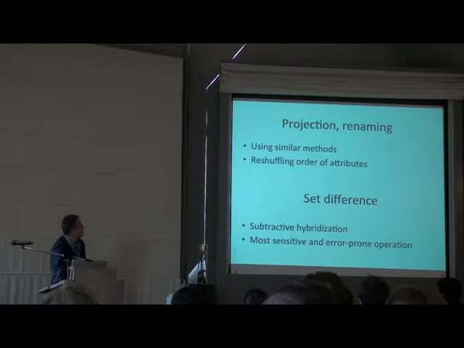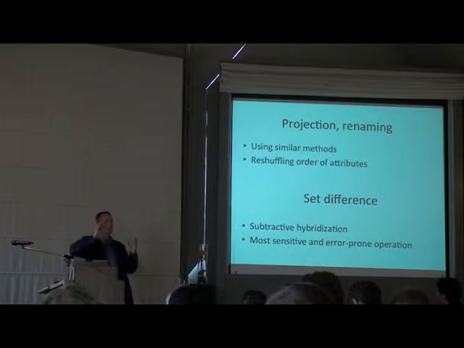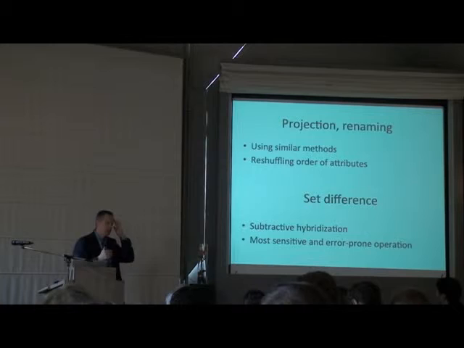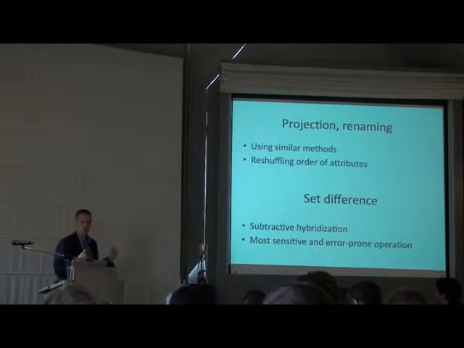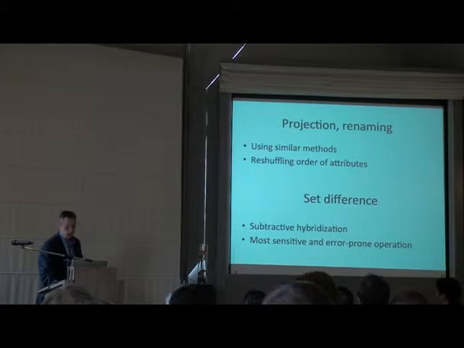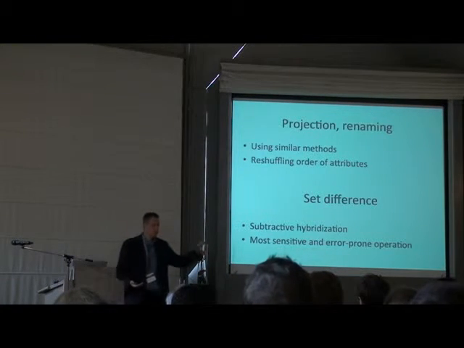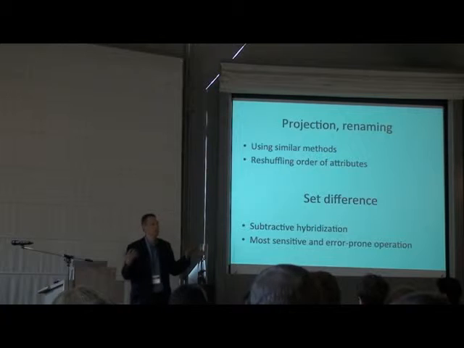There are other operations. The projection operation in the relational algebra is to throw away some attributes and only keep some of the attributes that you're interested in. This is done by similar methods. Renaming is also done by similar methods. And there is one operation that is very powerful in the relational algebra. It is called the set difference. It's very simple. You want all the tuples in one relation that do not appear in the other relation. It is really a set difference.